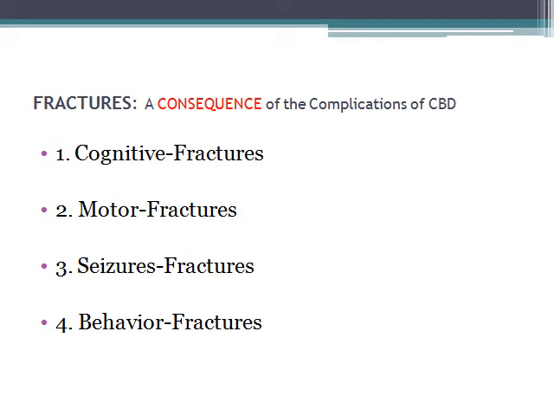Now, fractures are a health consequence of all these complications of the chronic brain disorder. So whether the complication is cognitive, motor, seizure, or behavior, fractures can occur in all four of these categories of complications for different reasons.